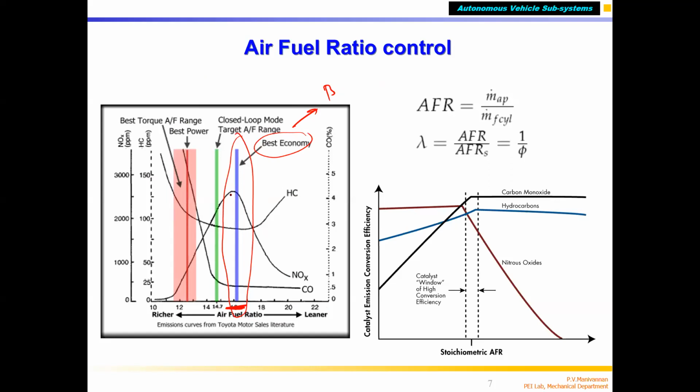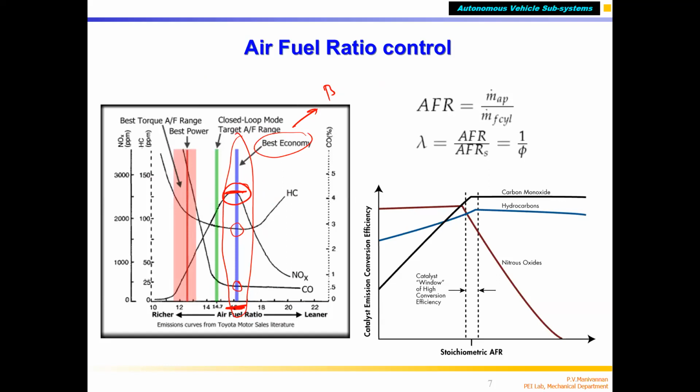But there is only one drawback of running at lean mixture around this. Even though you have better fuel economy, less pollution in terms of HC and CO being less, NOx is very high. The maximum NOx happens when the air-fuel ratio is maintained around 16.